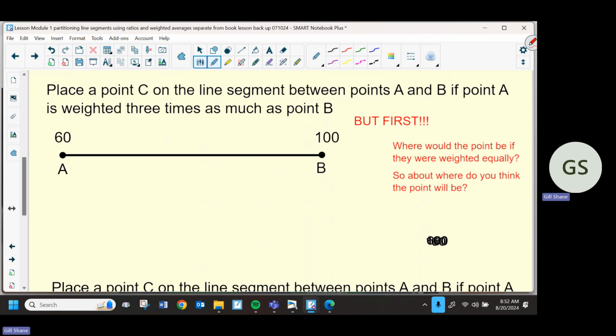Place a point C on the line segment between A and B if point A is weighted 3 times as much as point B. One of them is now more important. I already told you to draw the line, so you can try to do that first.